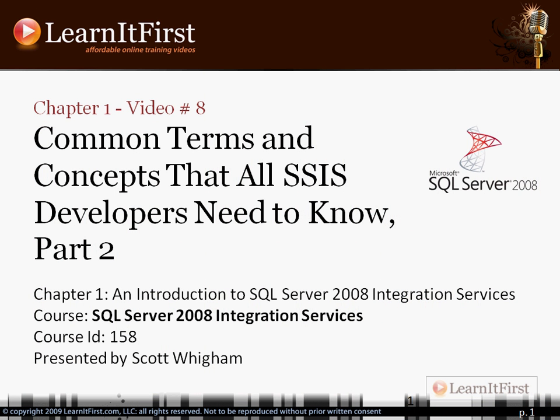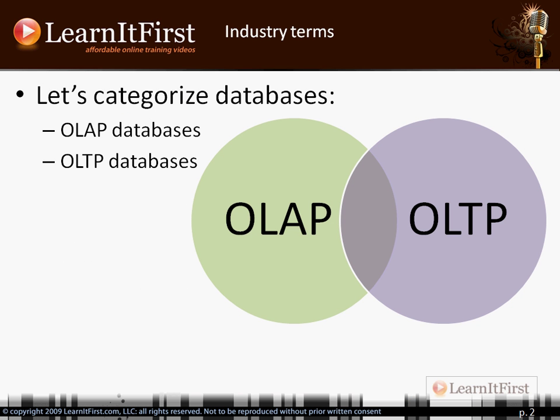Okay, so let's continue here with part 2 on our terms. So I'll tell you what we'll do. We'll start out first with categorizing our databases. Generally speaking, we work with a couple of different types of databases, OLAP and OLTP.